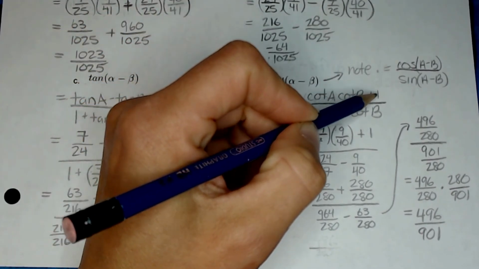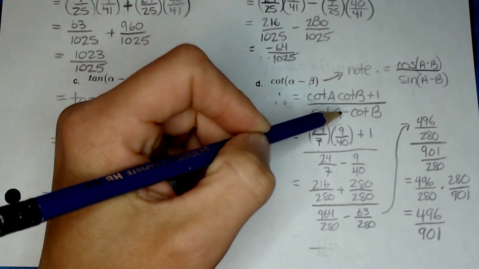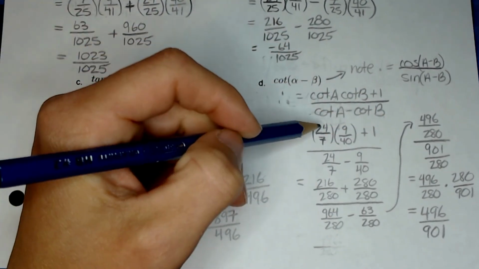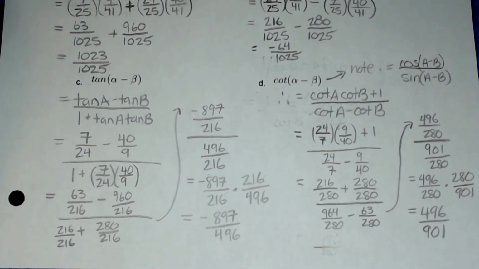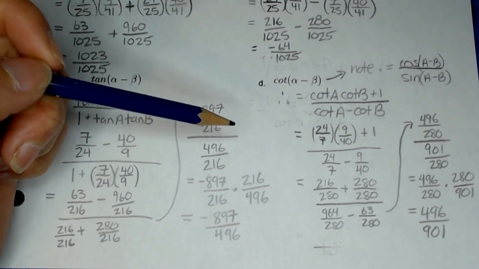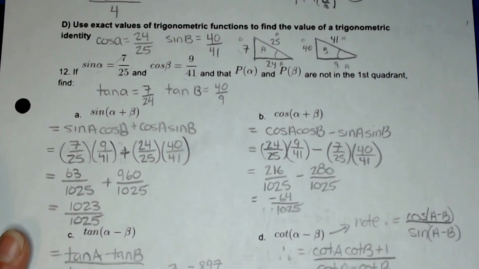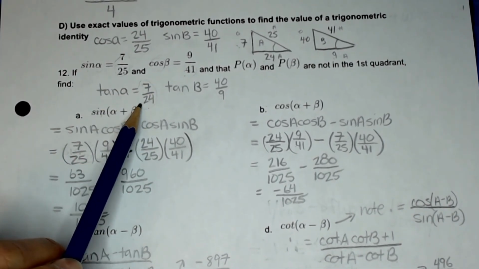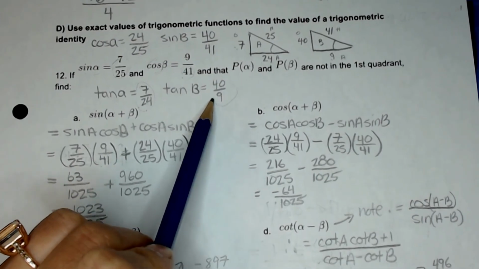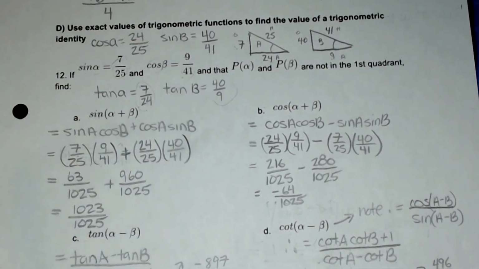Cotan A, cotan B plus 1 divided by cotan A minus cotan B. Now, it's cotangent, okay? So what you need to do is take your tangent values from above. Tan A is 7 over 24. You need to flip that, 24 over 7. And then this one needs to get flipped as well, 9 over 40.